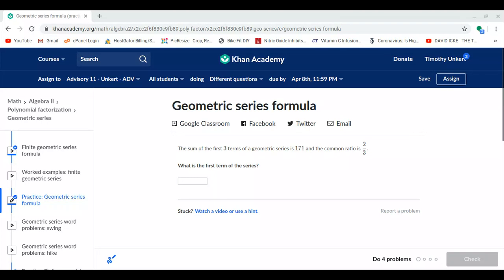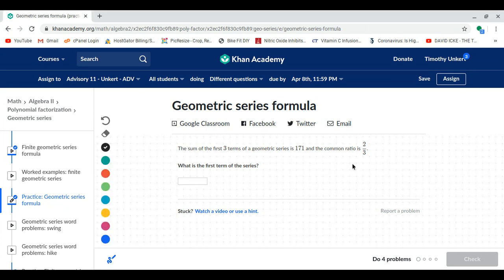Hi, Mr. Arkett here, and I'm looking at the Khan Academy assignment geometric series formula. So this first question that we're going to encounter asks us for the first term in this geometric series, and it gives us that the sum of the first three terms in the series is 171.